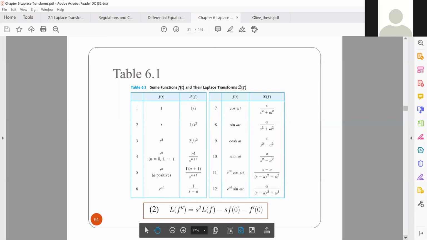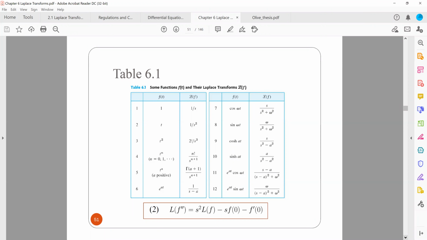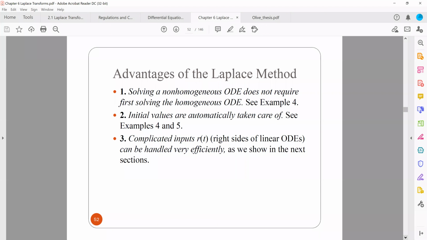Okay, this is still just a summary. This is our reference table, the one we need to keep looking at to figure out if we need a reminder on what transforms we have. I think we also went through this as well. Briefly, the advantages of the Laplace method, I talked about it last time. If you have non-homogeneous ordinary differential equations, you don't need to first solve the homogeneous ODE. And just a quick reminder, a homogeneous ODE is one where you equate it to 0, so there's no input, and the non-homogeneous one is one which has an input.